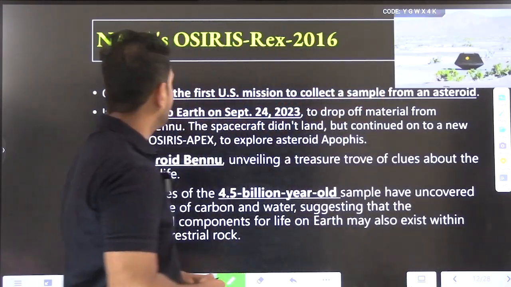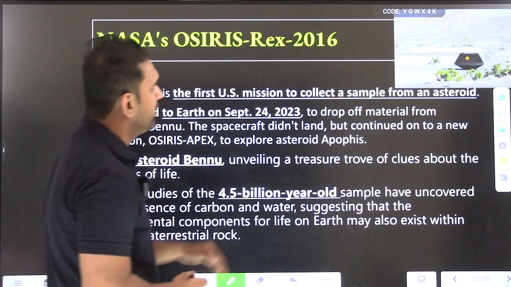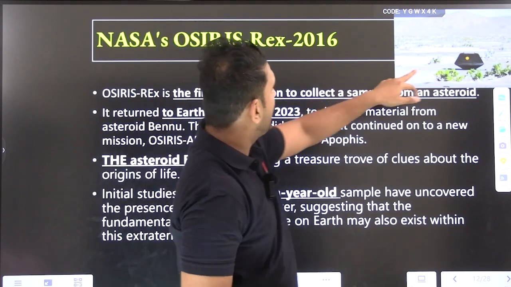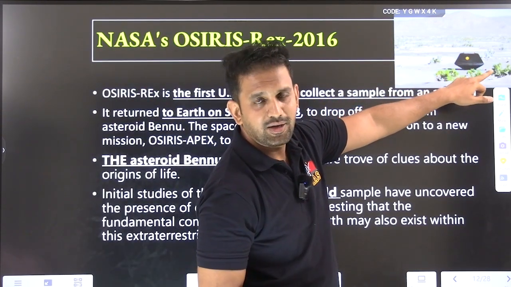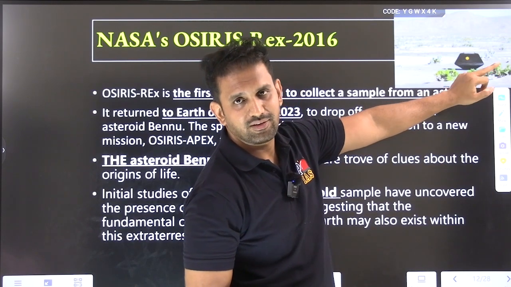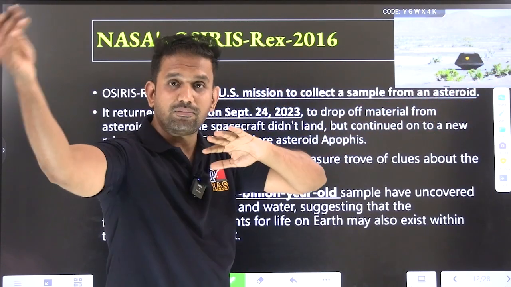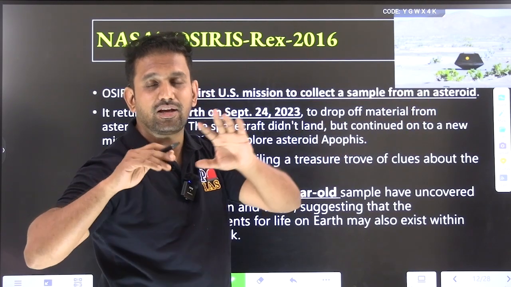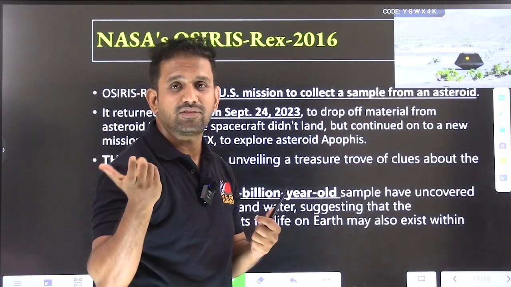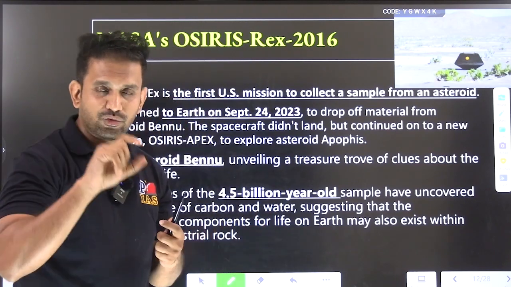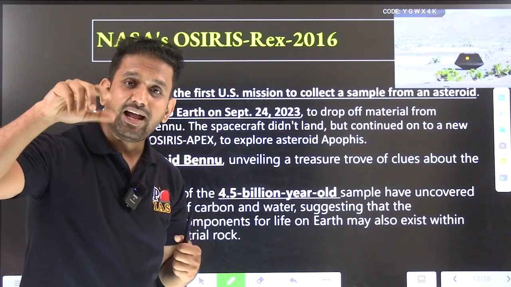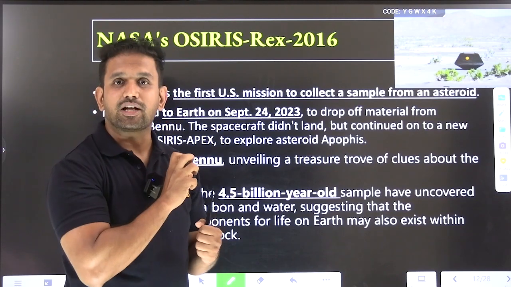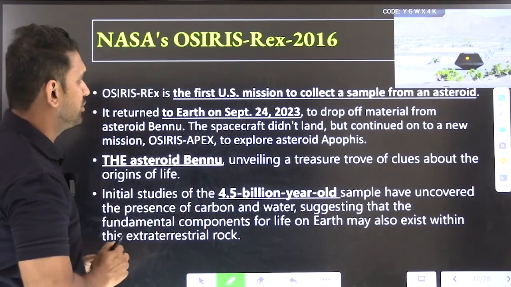Right. NASA's OSIRIS-REx was launched in 2016. You can see that this is the OSIRIS-REx mission. It went to an asteroid called Bennu. Obviously, the asteroid belt is between Mars and Jupiter. So it went to the Bennu asteroid, sat there, collected samples and came back. This whole mission was launched in the year 2016.